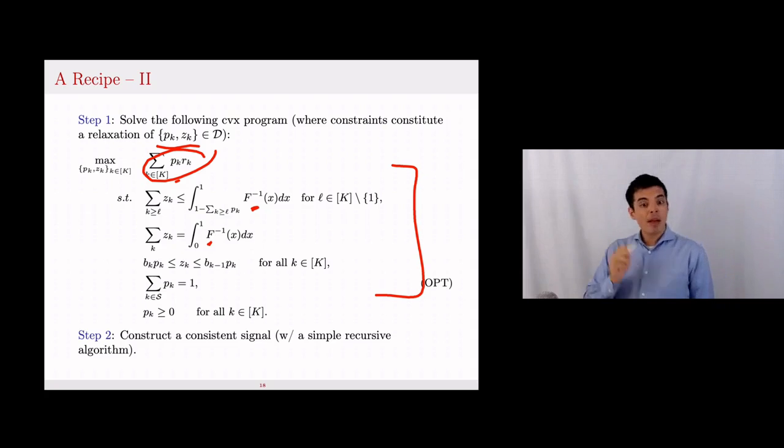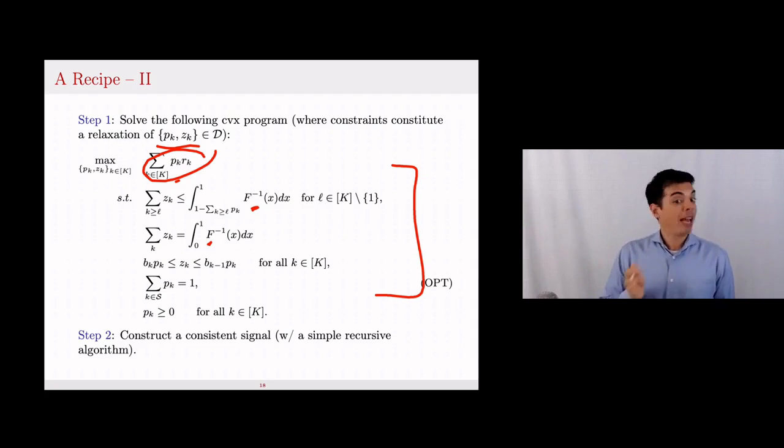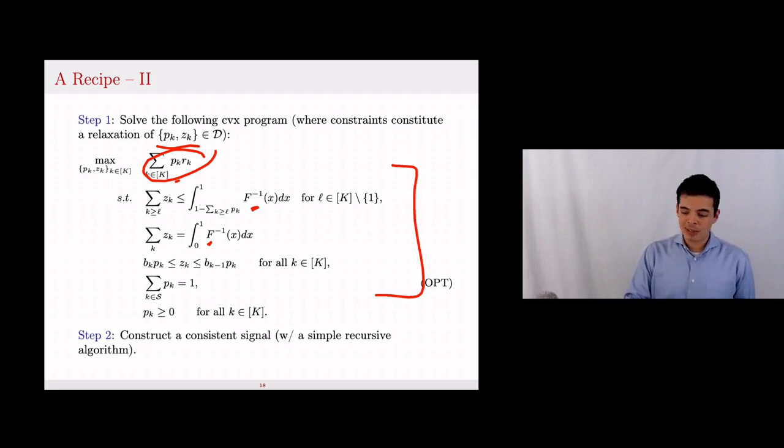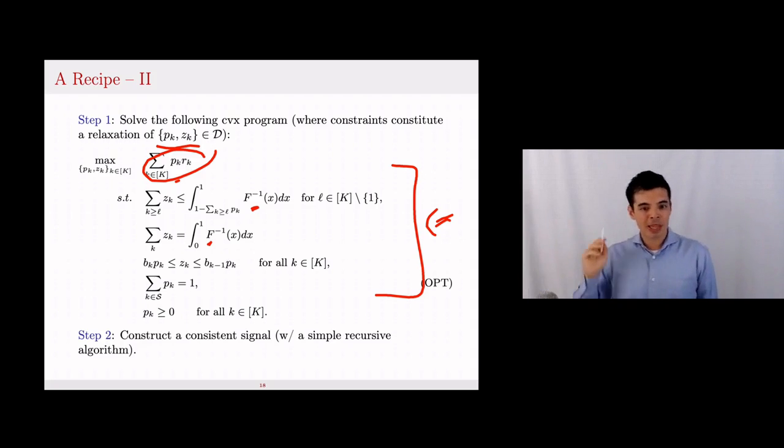In the second step, I'm going to construct a public signal that is consistent with the optimal tuple p star, z star. It's not obvious that you can always do that, because as I mentioned earlier, these constraints are really a relaxation of the constraint that I needed, but it turns out that this is a tight relaxation. Given the optimal solution, you can always construct a corresponding consistent public signal. It is not clear at all how to do that algorithmically.